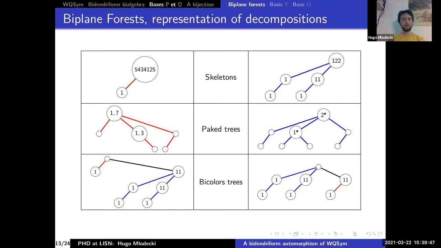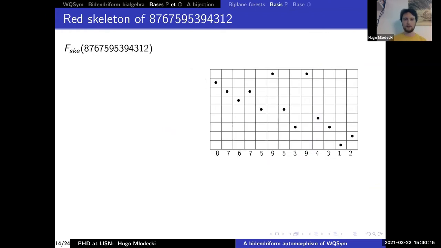I will show you an algorithm to get these trees from packed words. I will start with the red side, so the first two red here, and then the two blue there, and at the end we will speak about bicolor trees. Okay, so for the red side, we'll start with the red skeleton, on examples, because I love examples and it is the best way to understand things when we have a talk like that.